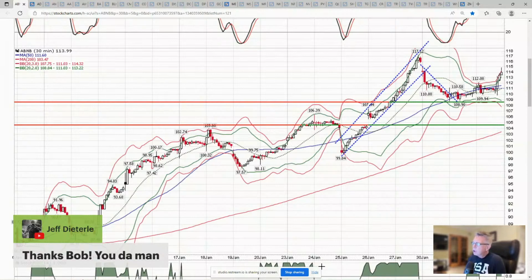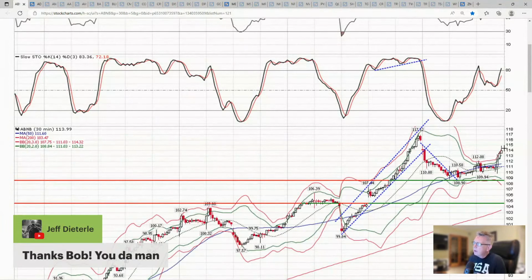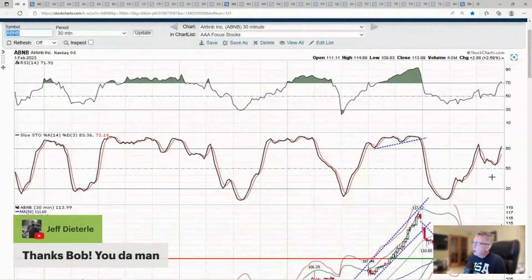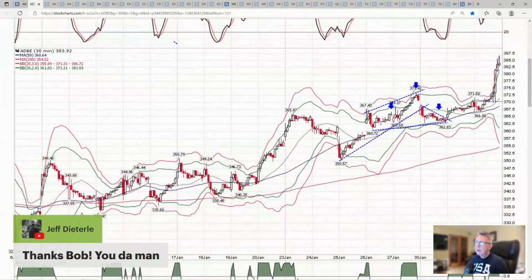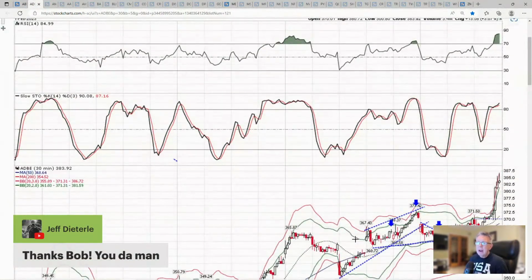But Airbnb, first one up, left the day overbought relative to its third standard deviation Bollinger Band in green. In red, stochastics looking strong here. Very strong chart. We're going to get a pullback, then probable higher highs. No trade to really be had there that I prefer. Like Adobe here, I prefer more.